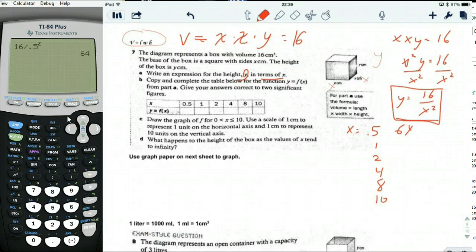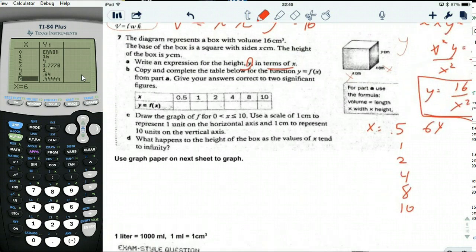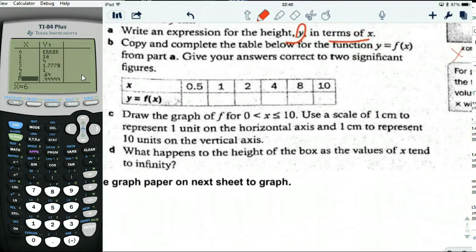Now the others, you could just use y equals. You could make a table, right? You could put 16 divided by x squared, and then you can get a whole bunch of values at the same time, right? So let's see. Got to go down to where it becomes x equals 1, x equals 2. Okay, of course x equals 0 is an error because it's an asymptote, right?